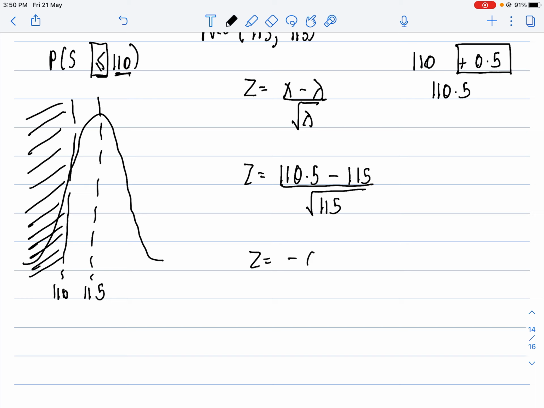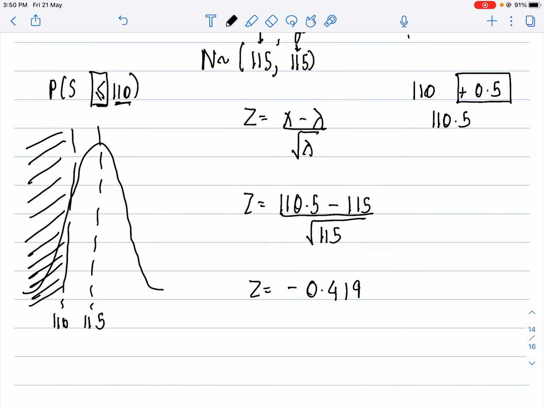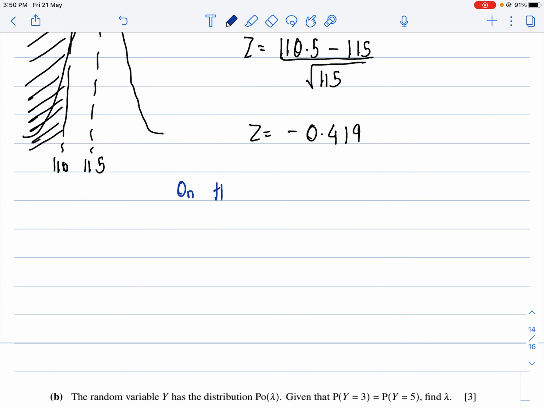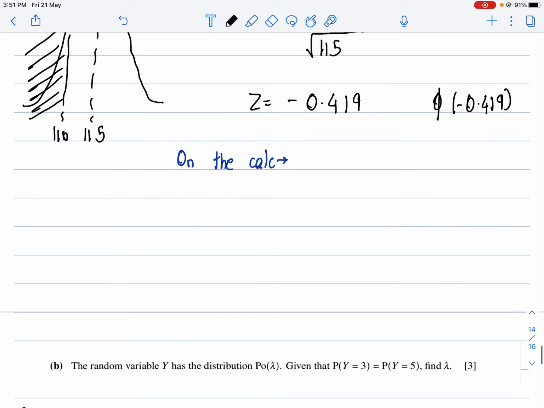So when I solve this, I get my value as 0.419. So I'm just again saying sorry, because this is actually the value you need to add the continuity correction to, not the mean. Okay, not the mean, only the value. Okay, so now what I simply do is I can go on the calculator. So on the calc, because I need less than, I know I need the phi of minus 0.419. Okay, because phi means less than.